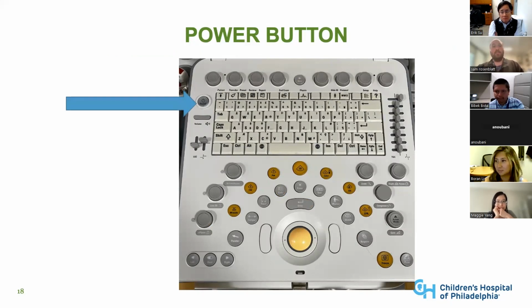It'll be different. Some of them are not on this panel. They're on the back of the machine or on the top of the machine. It can be in a lot of different places. So as you are using your machines, try to find that button first.